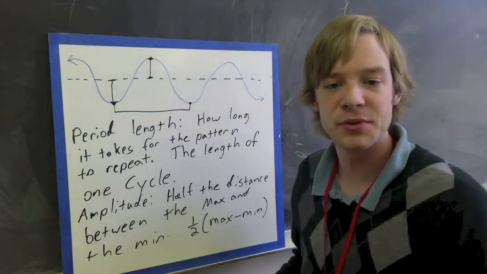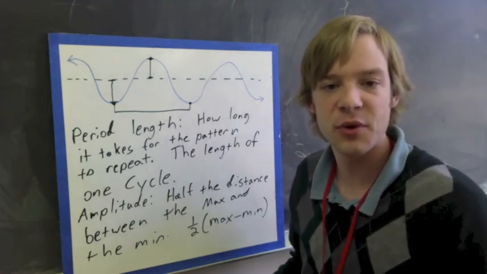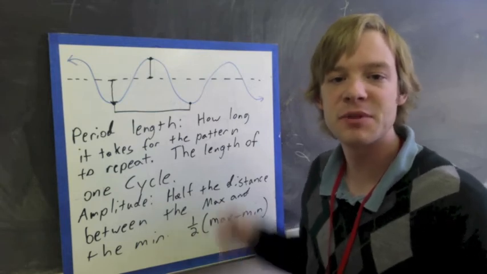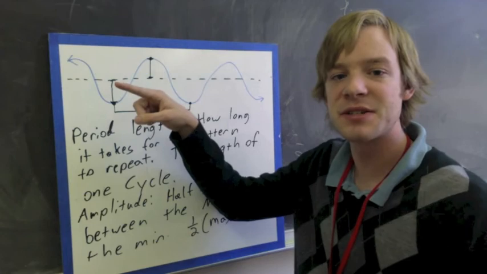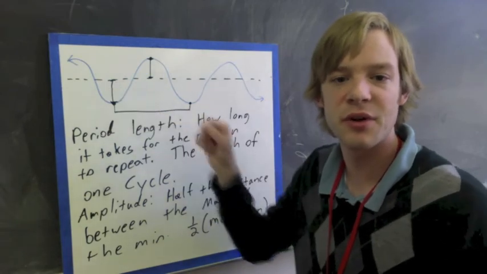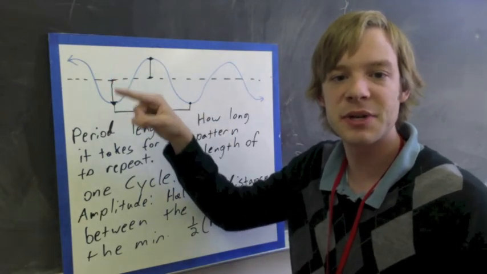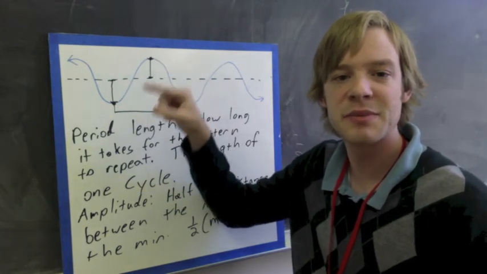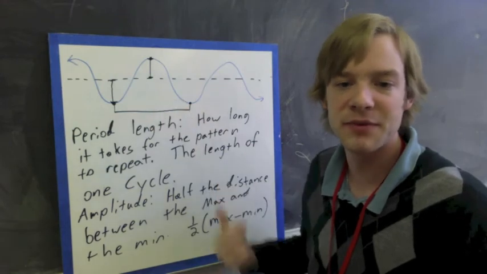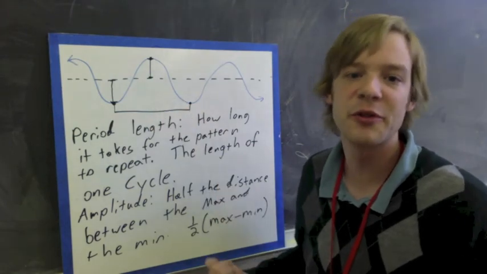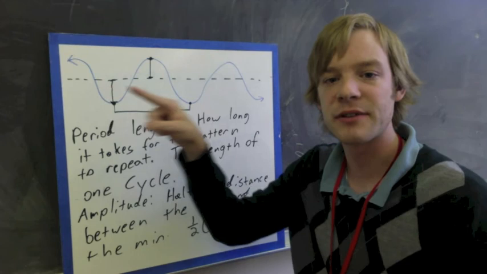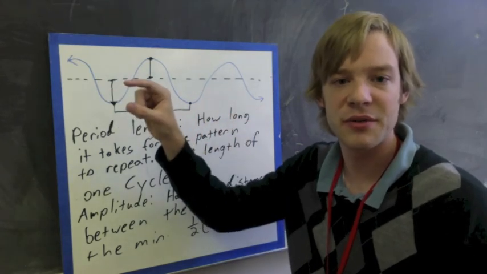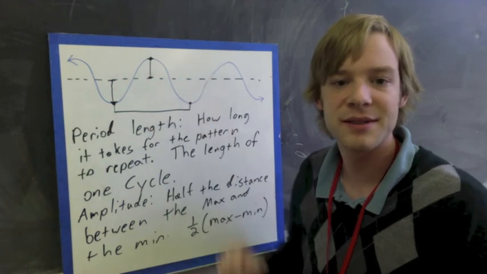The amplitude is the other thing that we're looking for, and the amplitude is half of the distance between the maximum and the minimum. So it's basically the distance from this dotted line in the center, which we call the midline. It's the distance from here to here, and we figure out where this midline is because we take the maximum minus the minimum, and then we divide by 2, or we multiply by 1/2, and that'll give us where this little dotted line is, and that'll also give us what the amplitude is.